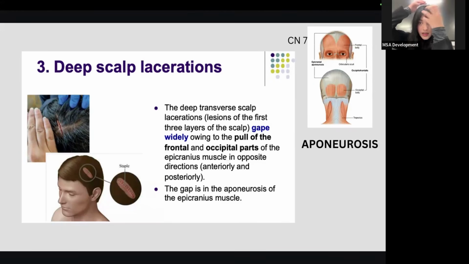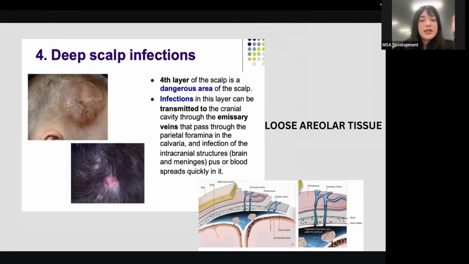If you cut it, the muscle is going to pull it so that it's going to gape. The laceration is going to gape. And that's pretty much it. Then we move on to deep scalp infections, a very dangerous area.